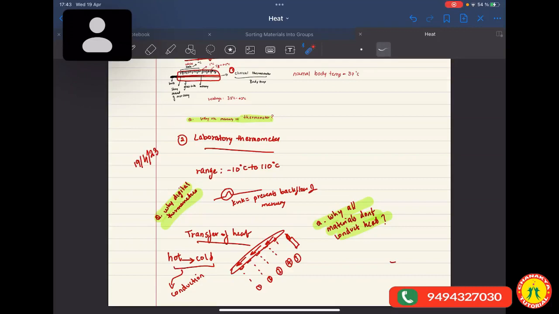Always when I'm asking you to write a paragraph, please don't write it as a whole paragraph. Write in small points. That is how you should always write it. It's easy for you to study.